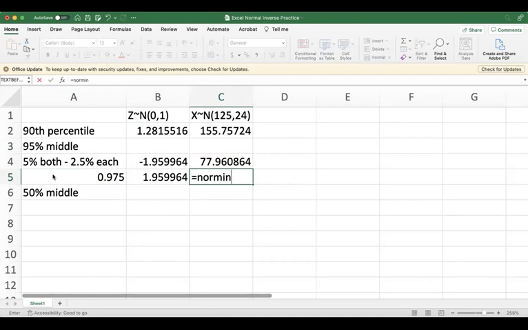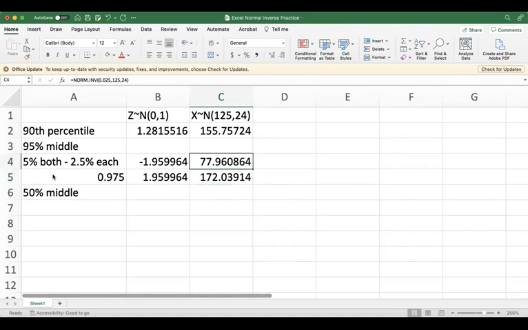And norm.inv for the 0.975, the probability that is up to, but not including that last 2.5%. And again, we have the mean and the standard deviation. And that gives us the 172. Again, we rounded up to 173 to ensure that the 95% is in the middle. If we did 172, we'd miss some of the percent. Actually, then this should be 77 as well. Make sure that we have 95% in the middle.